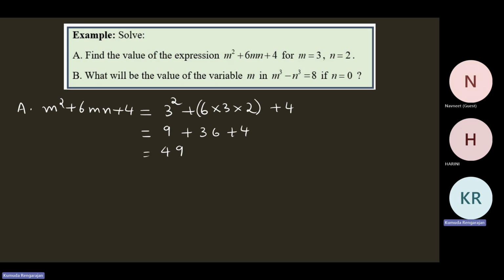Now the value of this expression will depend on the values of m and n. If you give different values for m and n, the value of the same expression will be different. When m is 3 and n is 2, the value is 49. Supposing m is 5 and n is minus 3, the value would be something else. So the value of this expression is not one fixed value because there are variables m and n in it. It will keep changing depending on the values of m and n.